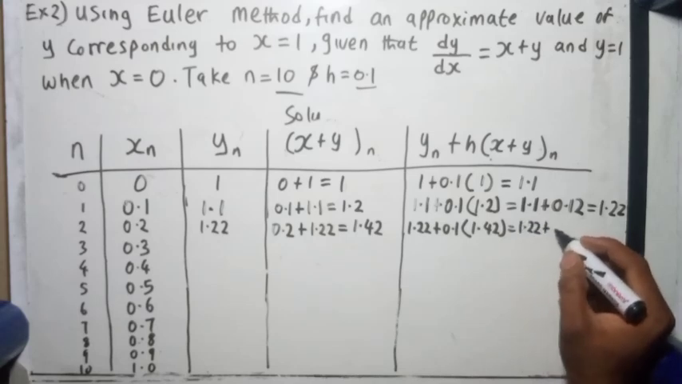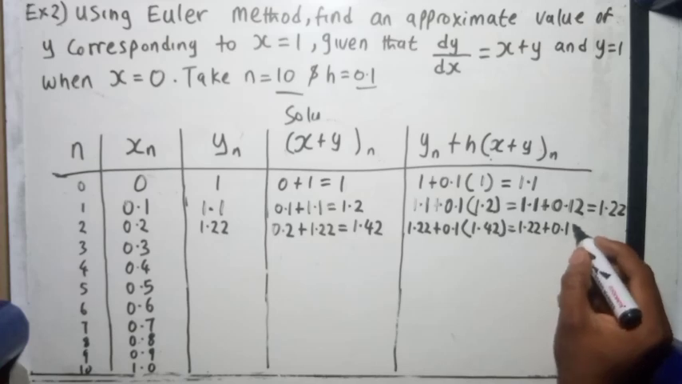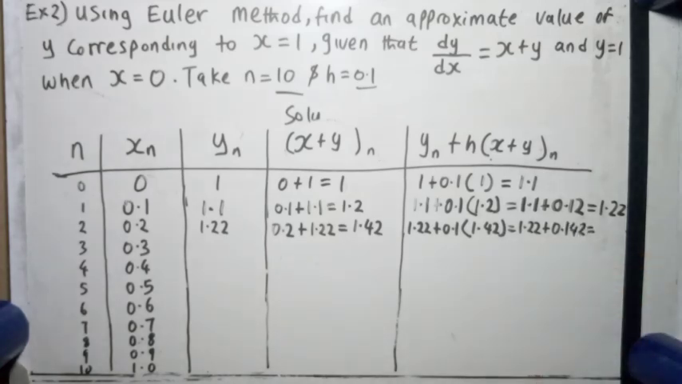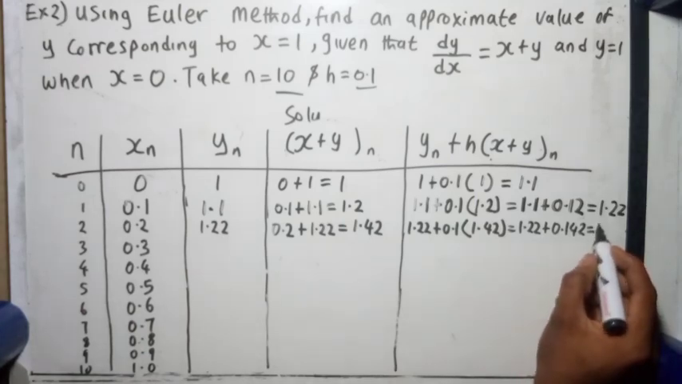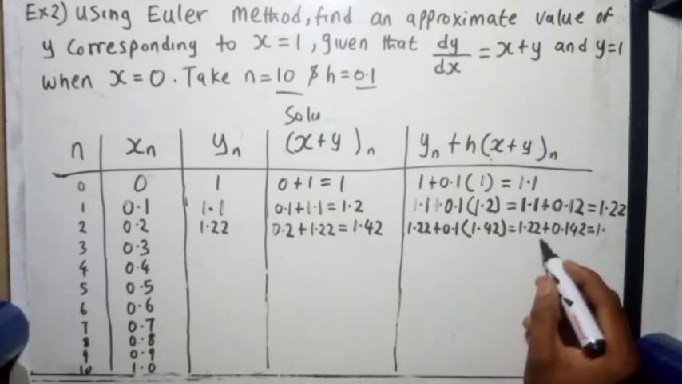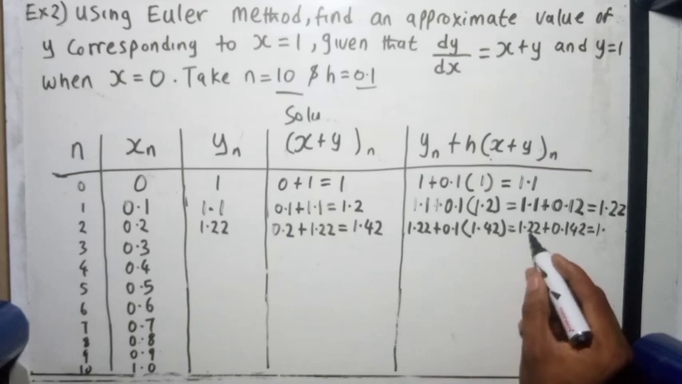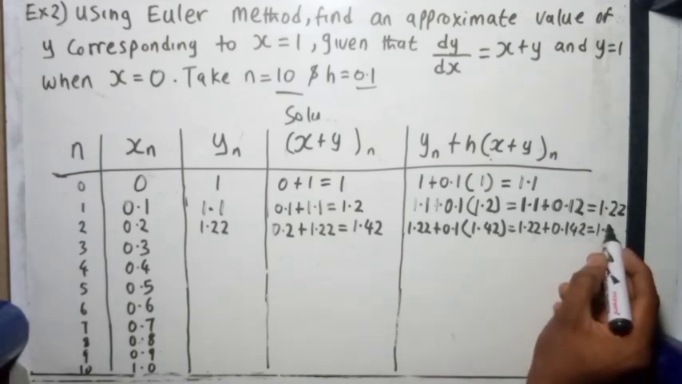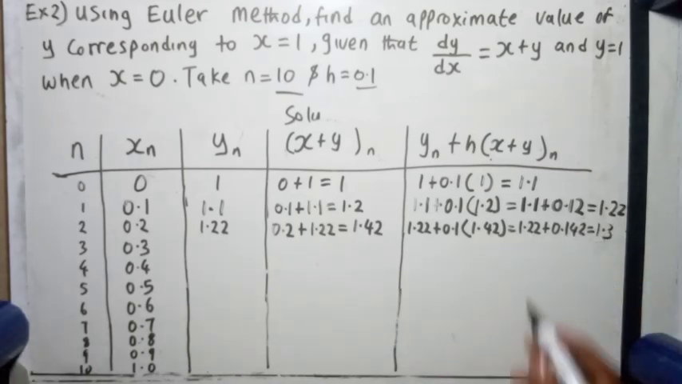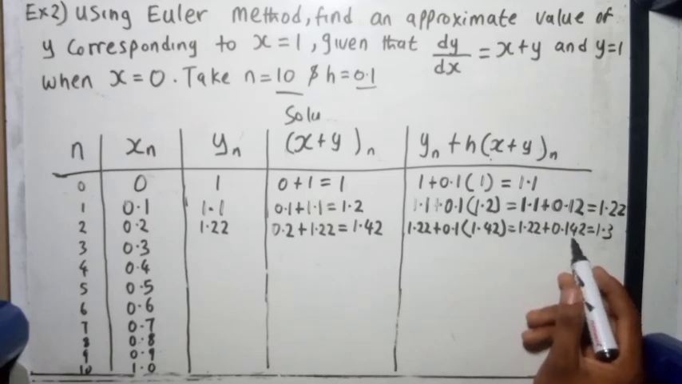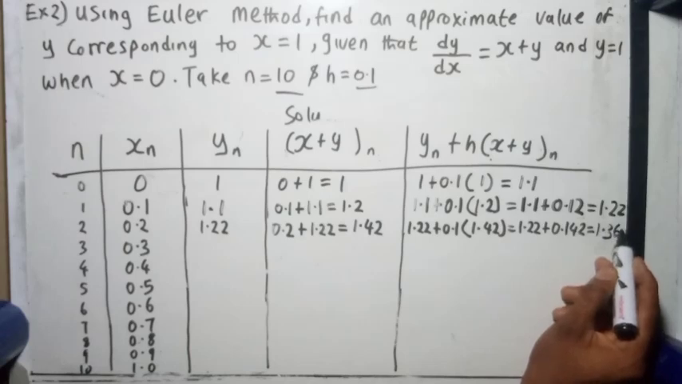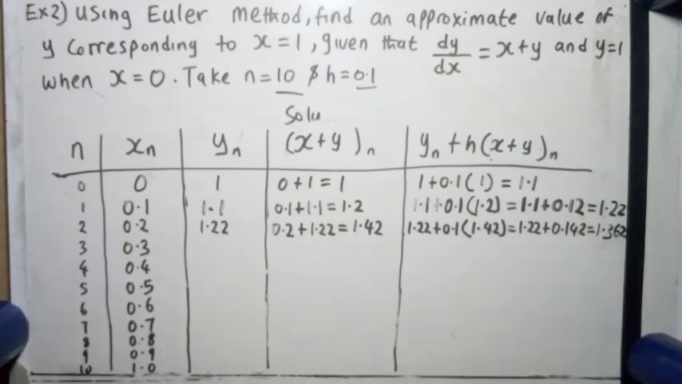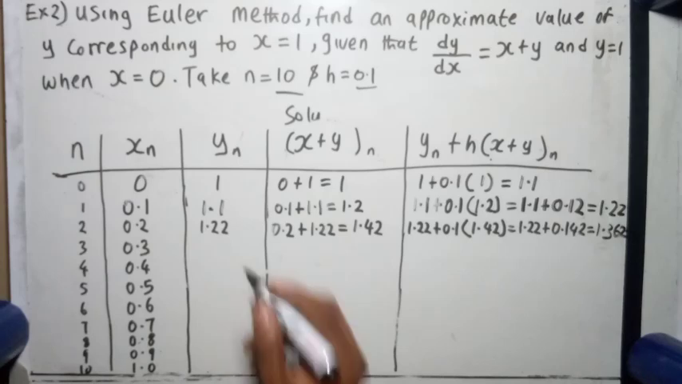1.22 plus 0.142. When you add this up, you will have: 2 plus 2 plus 4 now 6, so we'll be having 6, 2. So this is the value for our y. Coming over here, I'm going to write it down.